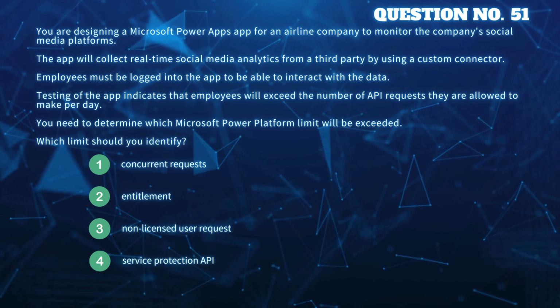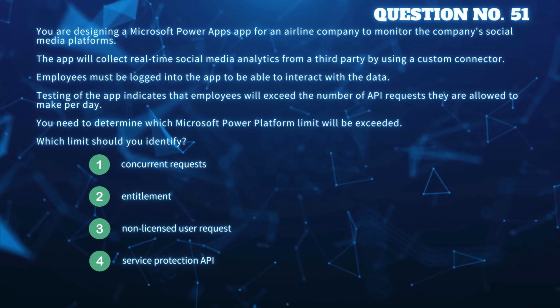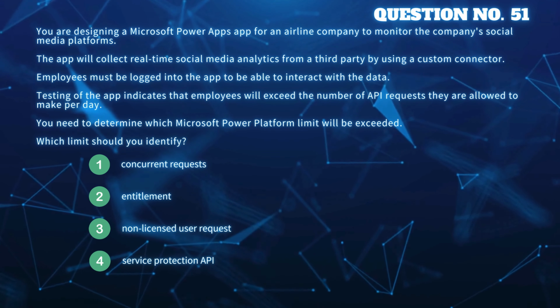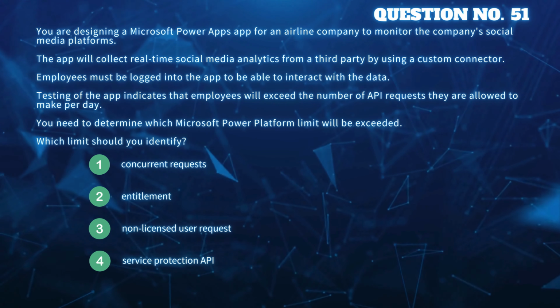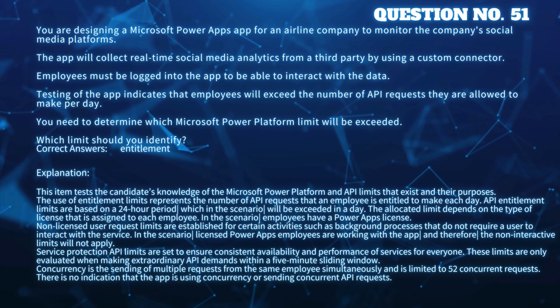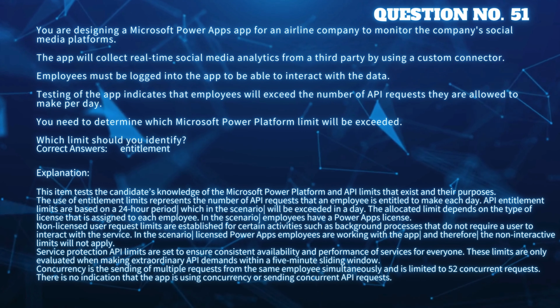Which limit should you identify? Option 1, concurrent requests. Option 2, entitlement. Option 3, non-licensed user request. Option 4, service protection API. Correct answer, entitlement. Explanation: this item tests the candidate's knowledge of the Microsoft Power Platform and API limits that exist and their purposes.